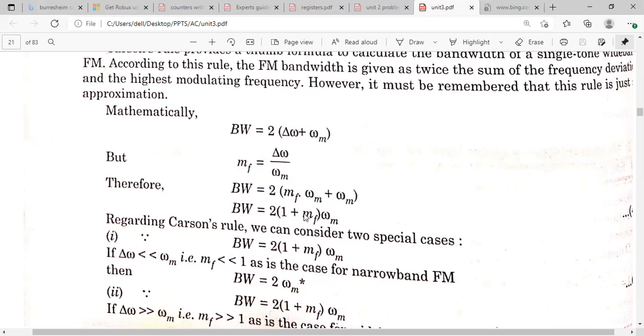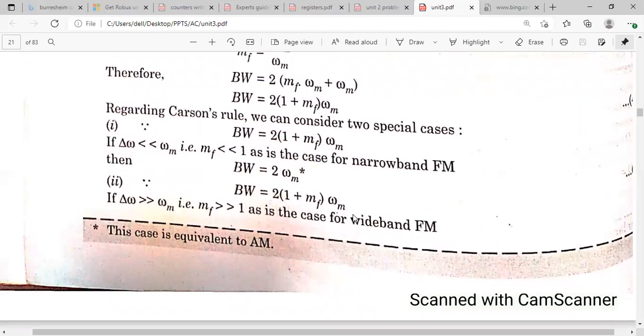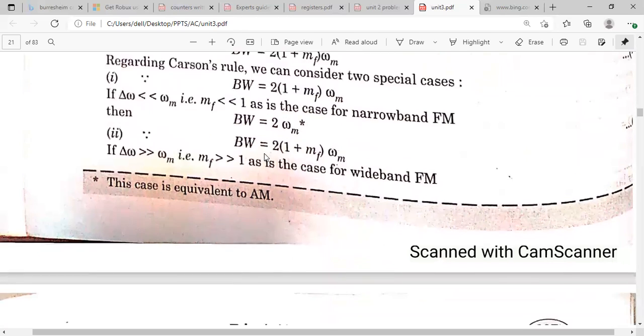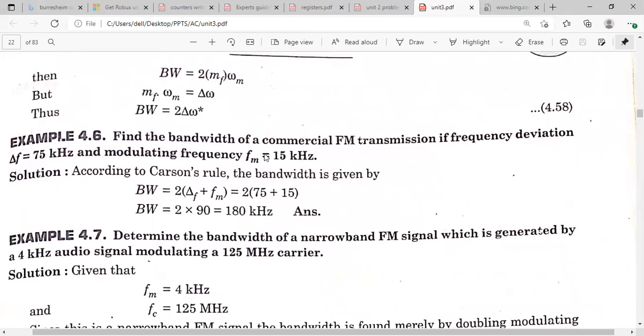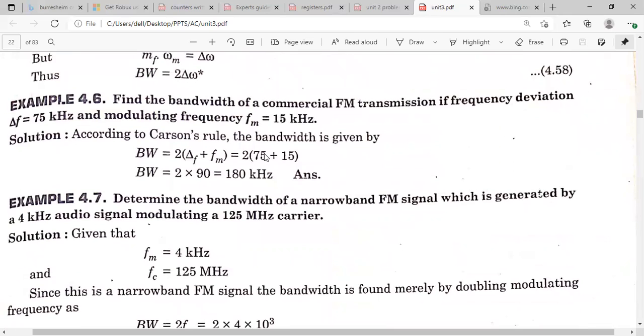For example, if the modulation index is very much less than 1, the bandwidth will be equal to 2 omega m, and that is narrowband FM. If the modulation index is greater than 1, the bandwidth will be equal to the wideband expression. If it is less than 1, you get narrowband FM; if it is greater than 1, you get wideband FM. This is the expression for wideband FM, and this is the expression for narrowband FM. By using these formulas, you can calculate the bandwidth of narrowband FM and wideband FM. Problems on this we will see in the next class.